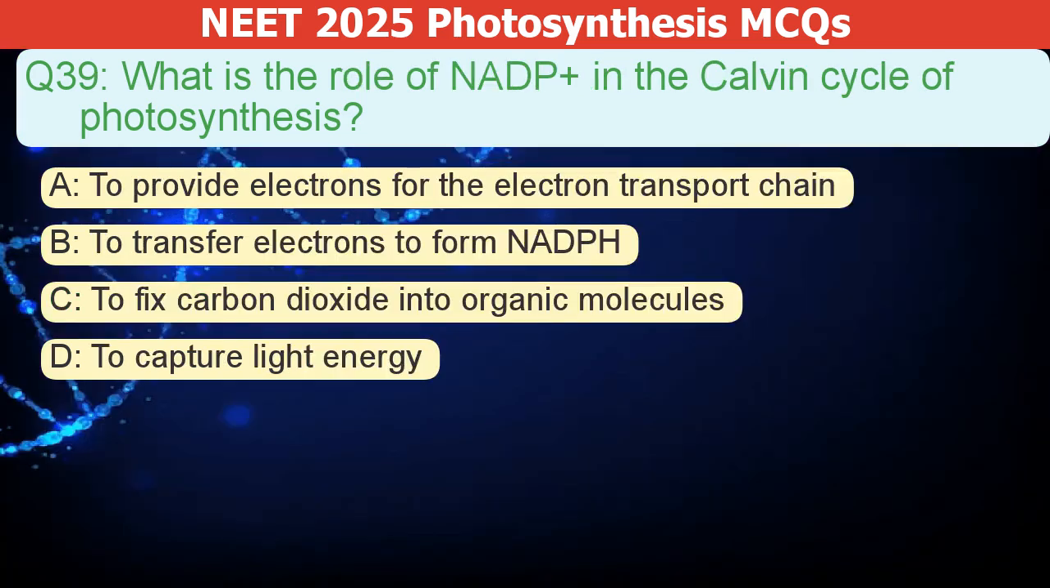What is the role of NADP plus in the Calvin cycle of photosynthesis? A. To provide electrons for the electron transport chain. B. To transfer electrons to form NADPH. C. To fix carbon dioxide into organic molecules. D. To capture light energy.